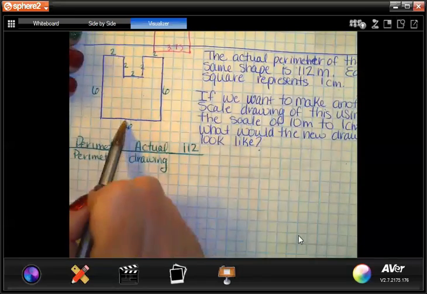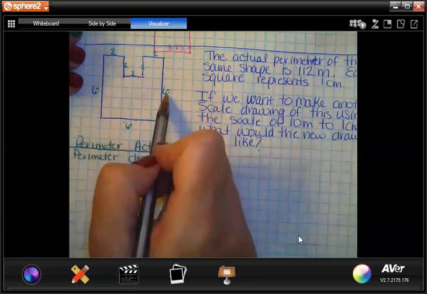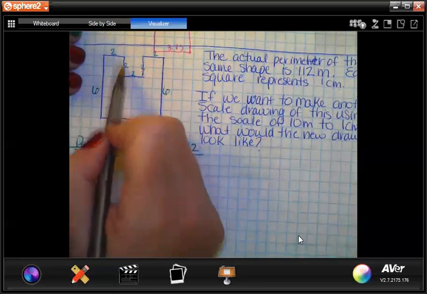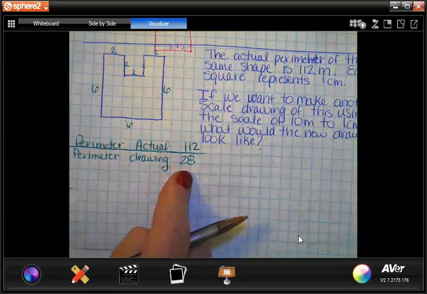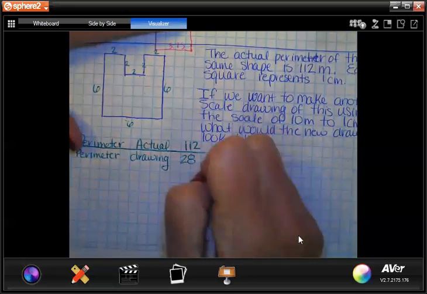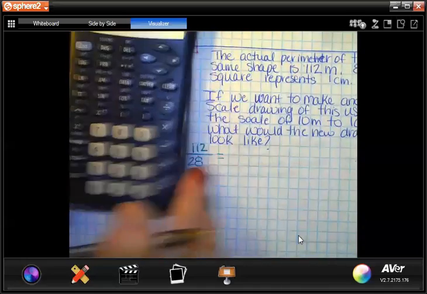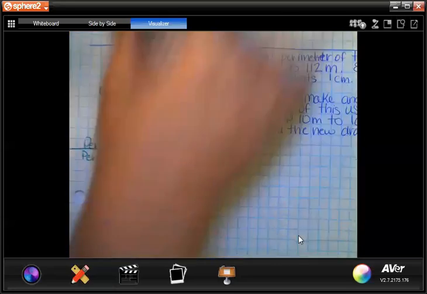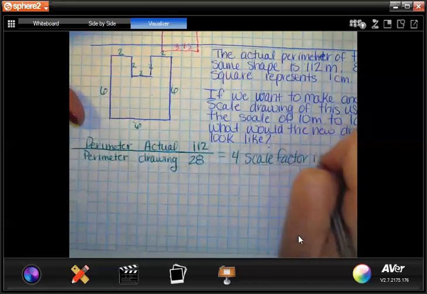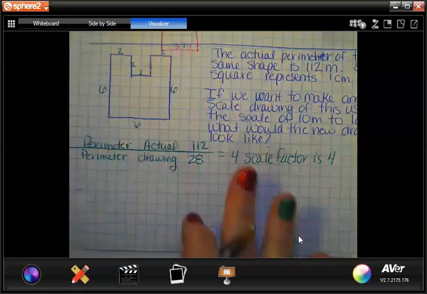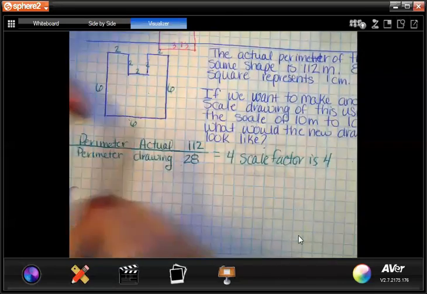And let's add up all these sides to find out the perimeter of this shape. So 6 plus 6 plus 6 is 18, 20, 22, 24, 26, 28. So the perimeter of the drawing is 28. If I divide these, 112 divided by 28 comes out to be 4. So our scale factor is 4, right?